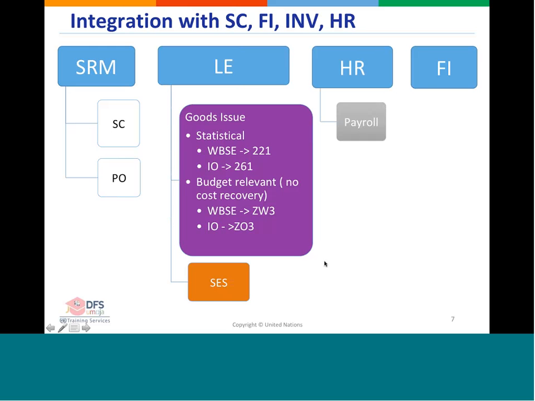We will be using the module of HR when we run payroll in order to pay the payslip of those staff that will be working for the project. And then we will be using the FI module in order to charge the troops that are going to be working in a specific project. So these are the modules in Umoja that are going to be used in order to collect costs for the project.